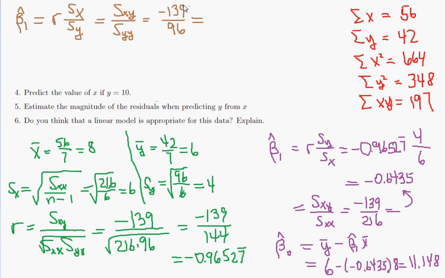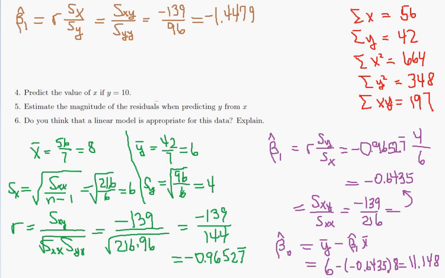And that works out to be negative 1.4479. And I'll let you confirm that that's the same thing as if I did negative 0.96527 bar times the standard deviation of x, which is 6, divided by the standard deviation of y, which is 4. That's going to be the exact same thing as the thing we just got. Okay, so that's beta 1.